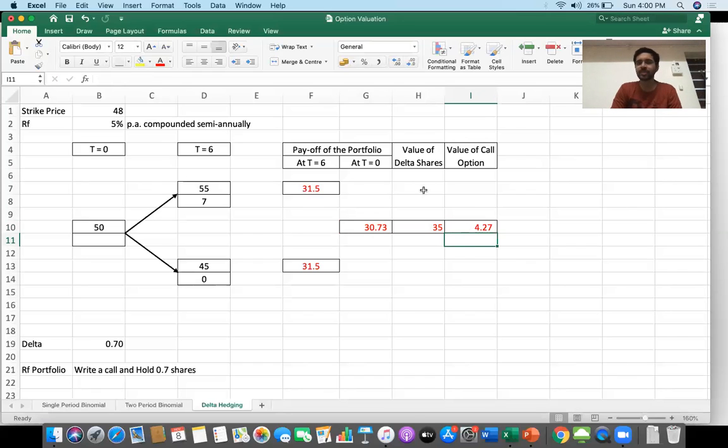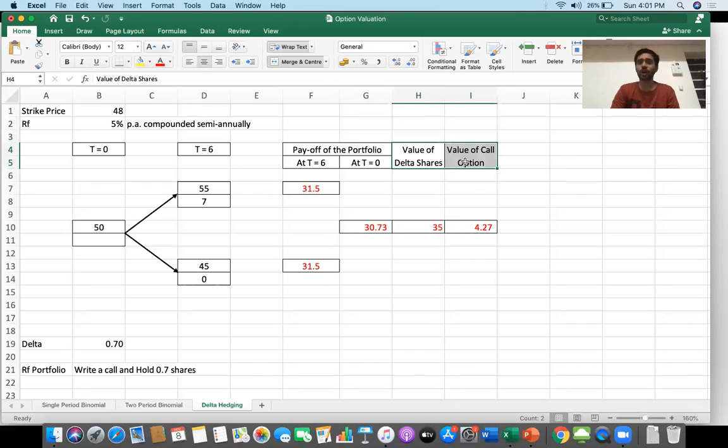I'll repeat the last 2 minutes once again. One, we saw that the value of the portfolio is supposed to be equal to the value of the components of the portfolio, which is the value of A plus the value of B, provided you are buying both A and B. In this case, we're buying delta shares and we are selling a call option. While buying delta shares, we're going to have a cash outflow, whereas when we are selling a call option, we're going to have a cash inflow.